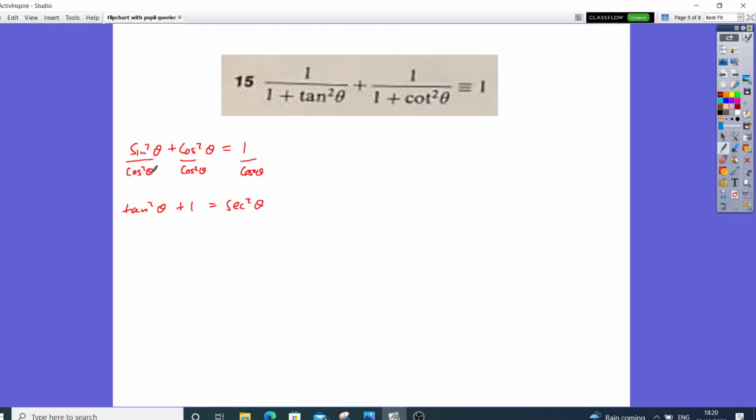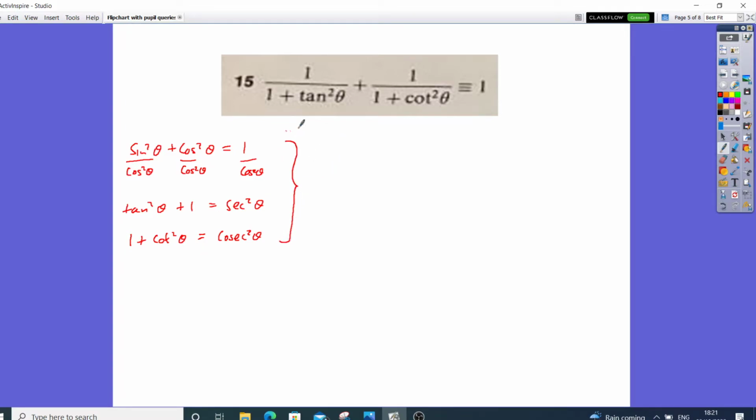And similarly, if I divided everything by sine squared, sine squared over sine squared will give me 1, and cos squared over sine squared will give me cot squared theta, and that will give me 1 over sine squared, which is cosec squared theta. Okay, so let's just see if that helps us.